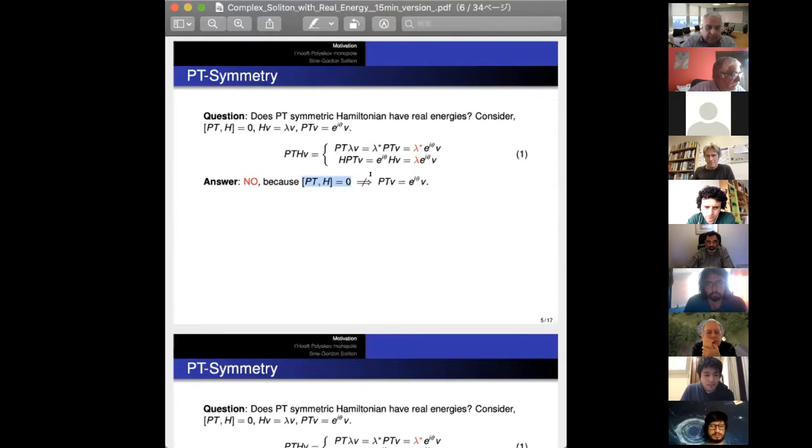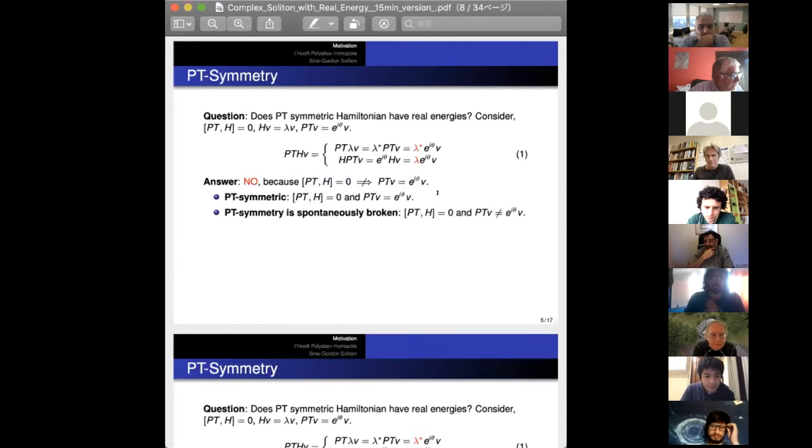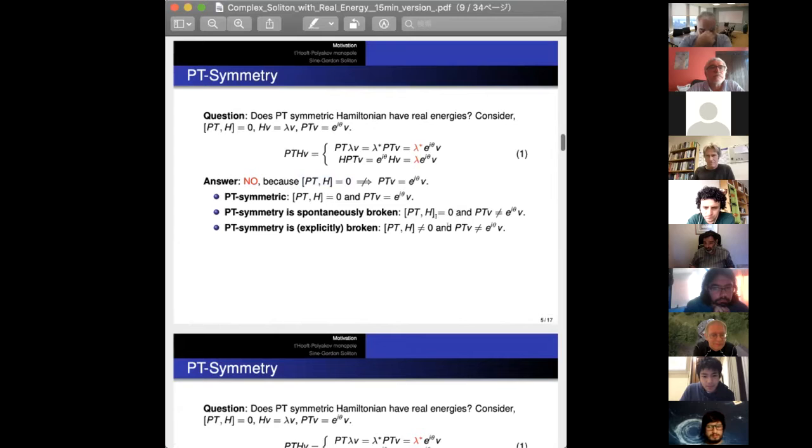And this is quite important, and it has different names. When these conditions are satisfied, you say your H has PT symmetry, and you can see the eigenvalue is real. When one of the conditions is broken, then you say PT is spontaneously broken. In this case, the eigenvalues come as complex conjugate pairs. And when both of these are broken, you say PT is broken and the eigenvalue is complex. It doesn't come as a conjugate pair. So the main message here is that it's not enough to have a PT symmetric Hamiltonian. You also need PT symmetric eigenvectors.